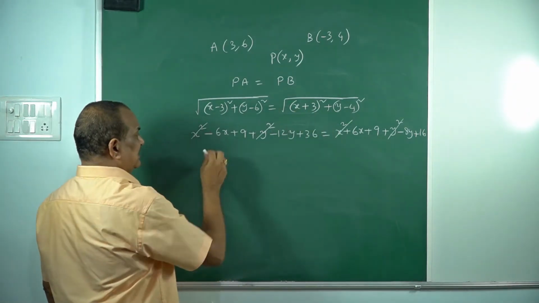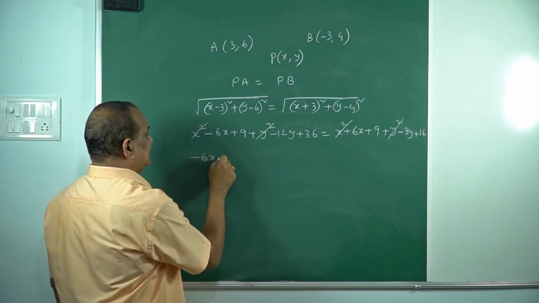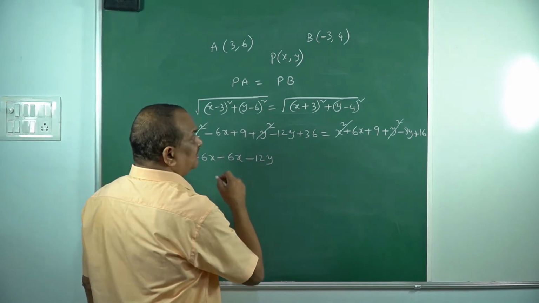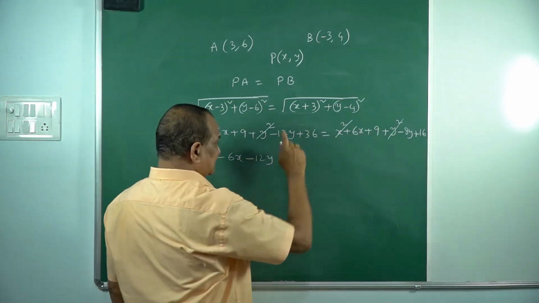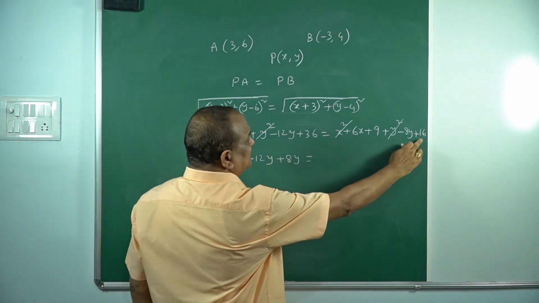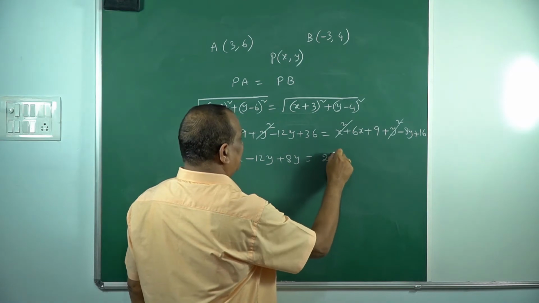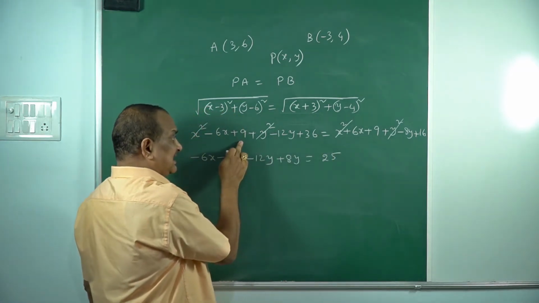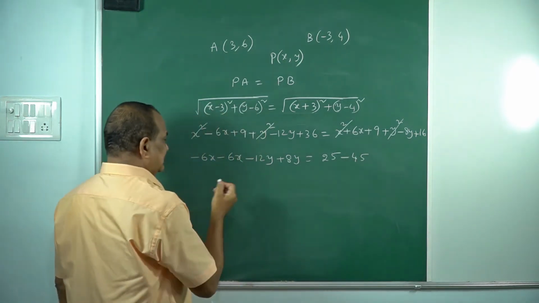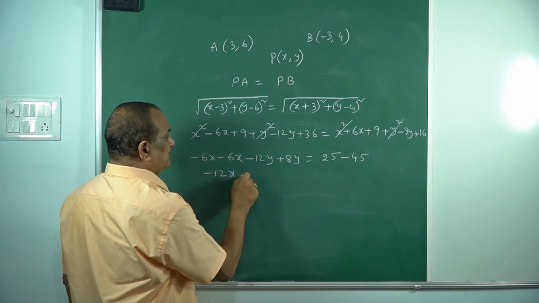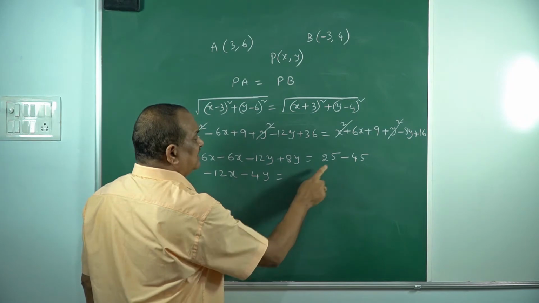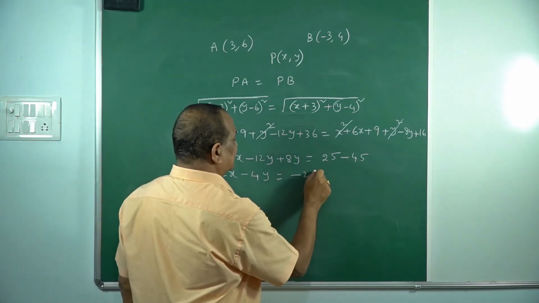6x will come to this side. Already there is a minus 6x. You get another minus 6x. You got minus 12y here. And let me write that minus 8y this side plus 8y. I can put all the numbers the other side, like 16 plus 9, 25. 36 plus 9, 45 will become minus 45 if it is written on the other side. That's it. So this is minus 12x and minus 4y. Minus 12 plus 8, minus 4y is equal to 25 minus 45, which is minus 20.